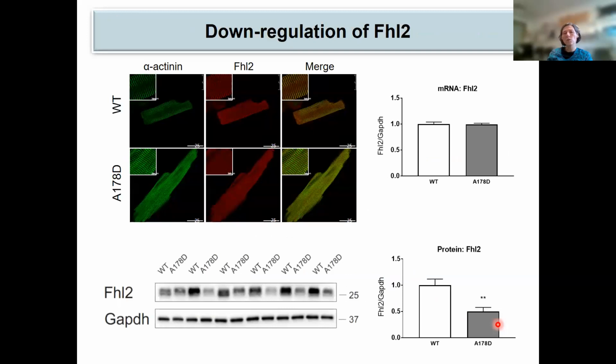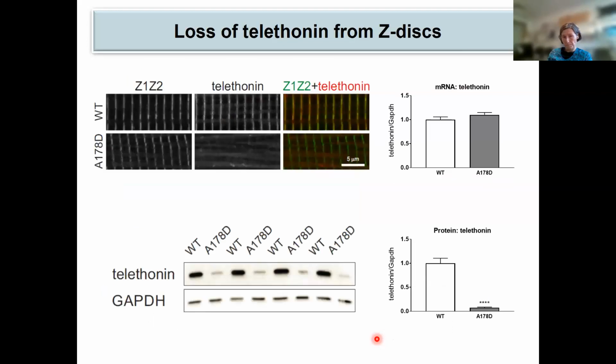And here just shown is the confirmation of reduction of four-and-a-half LIM domains 2. It's happening at the protein level, and this could be part of the hypertrophic program, because whenever hypertrophic pathways are activated, four-and-a-half LIM domains 2 goes down. More interesting and more exciting was looking at telethonin.